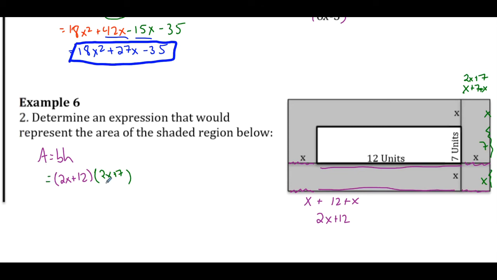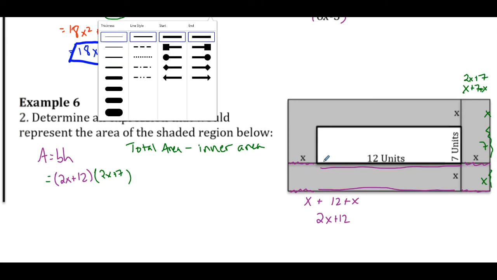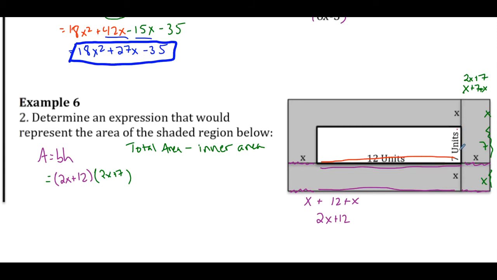Now, when I multiply this, that is going to find the area of this entire rectangle, including the stuff in the middle. If I only want the shaded region, then it is going to be the total area minus the inner area. All right, so let's think for a second about what that inner area would be. That inner area is going to be base times height of that rectangle. Well, base times height of that is 12 times 7. There's no x's involved there, it's just 12 times 7.